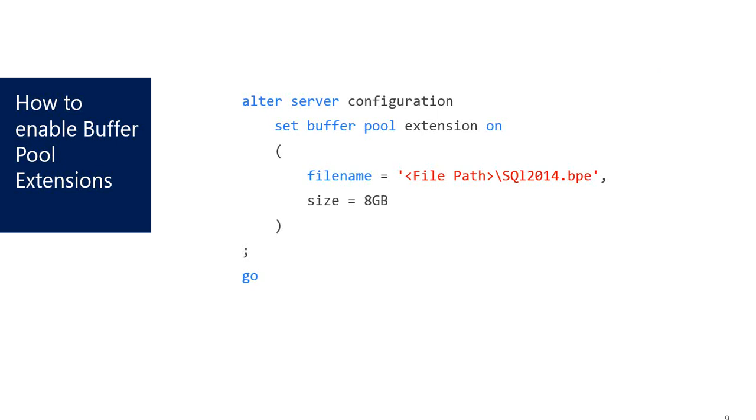So yeah, turning it on, it's an ALTER SERVER CONFIGURATION setting. SET BUFFER POOL EXTENSION ON. Tell it where you want the file, how big the file is going to be. Simple as that. Okay.